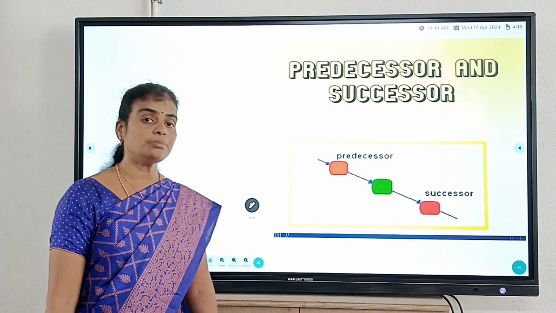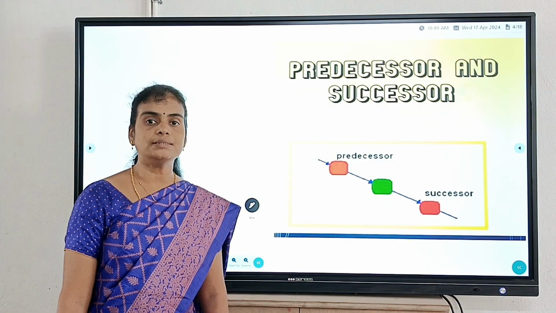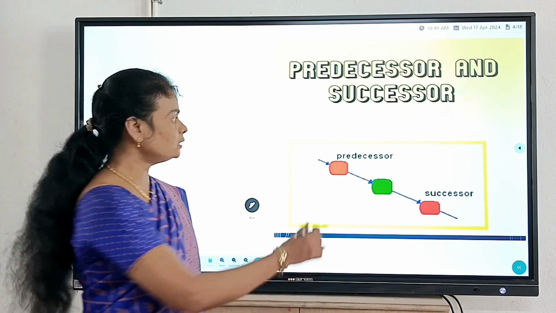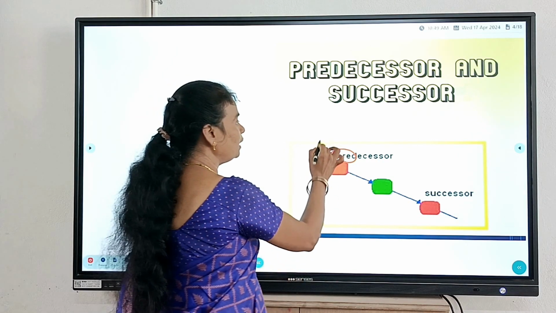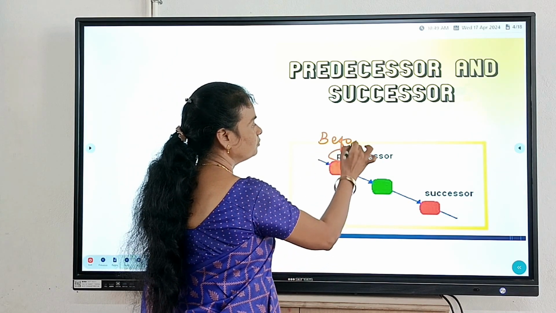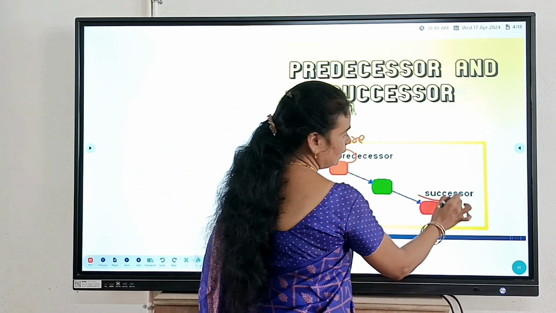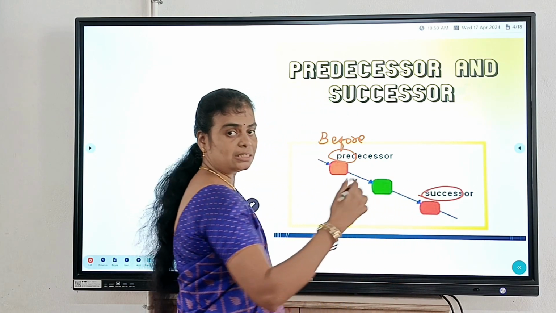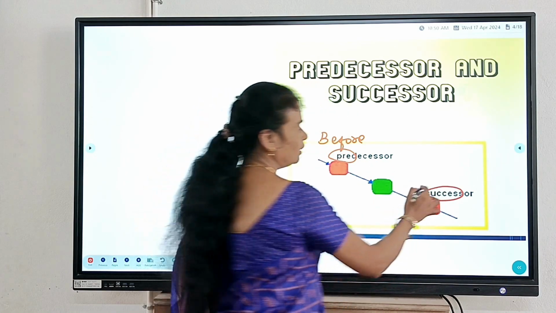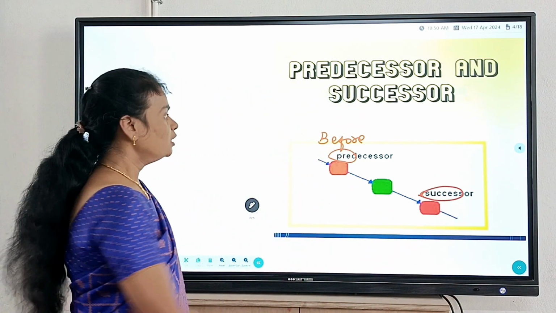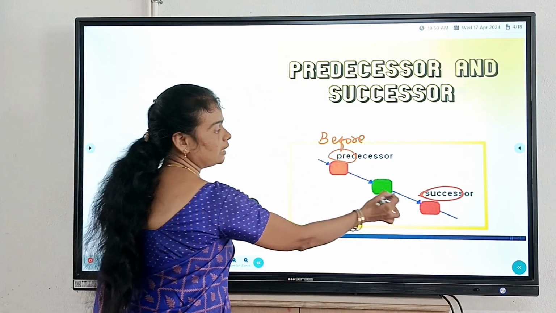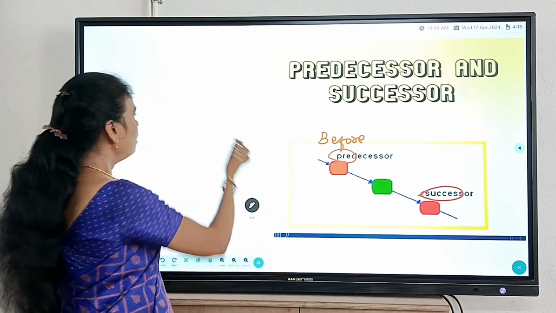And the next concept that we are going to learn is about predecessor and successor. What is this predecessor? The word pre denotes the meaning before. And success is, if we pass one stage and get on to the new one, that is, we have successfully reached the new step. So pre means before and success means next one.